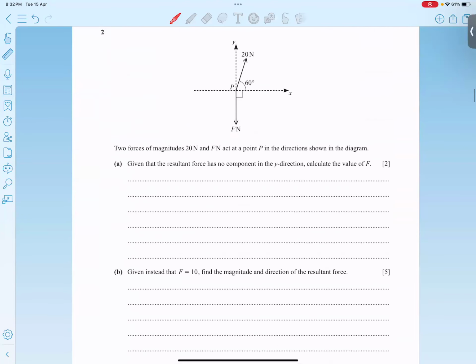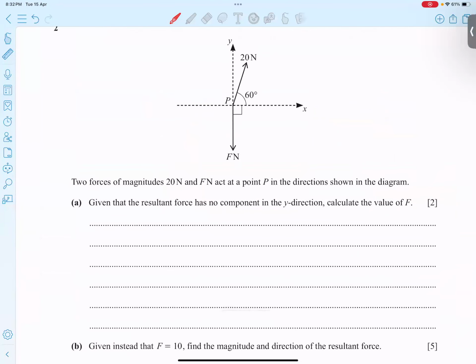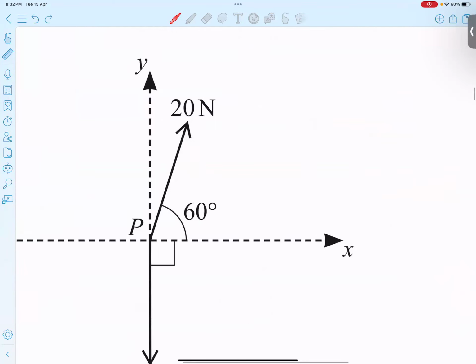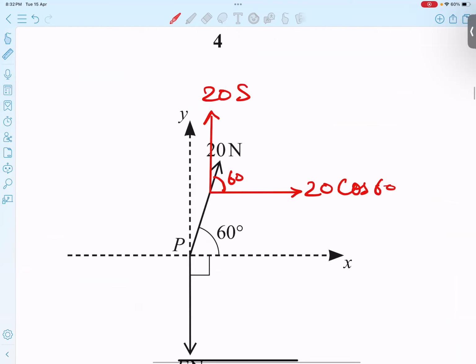Question number 2 we have. And in the first question we can see here 20 Newton force given and F. And it is a result of force, no component in y direction. So we have two components, one acting parallel to x-axis. This is 60. So this is 20 force and cos 60. And this one acting parallel to y-axis. And this 20 sine 60. Where the angle is given cos, where the angle is not given sine. It is very, very clear.